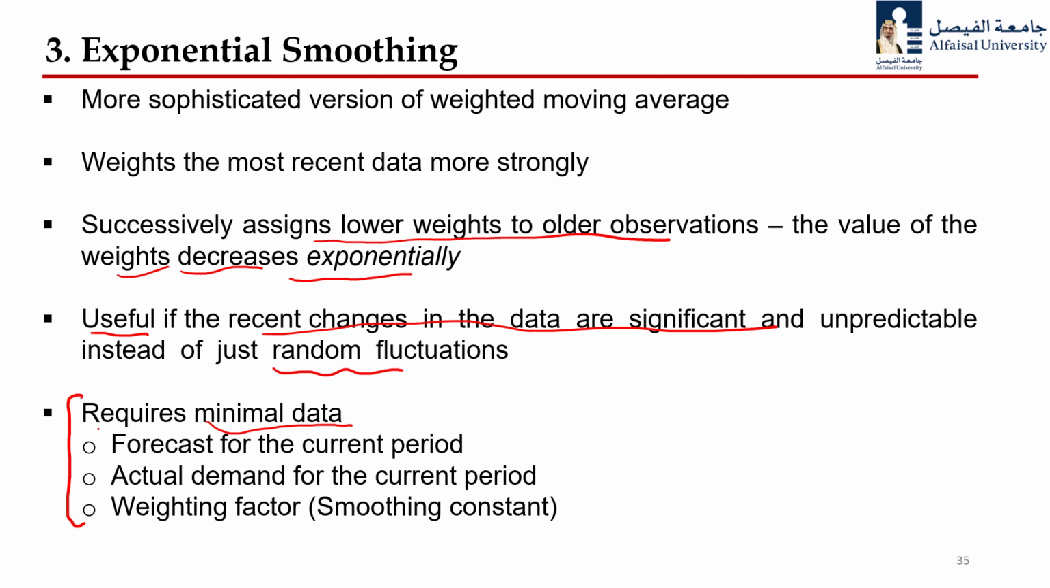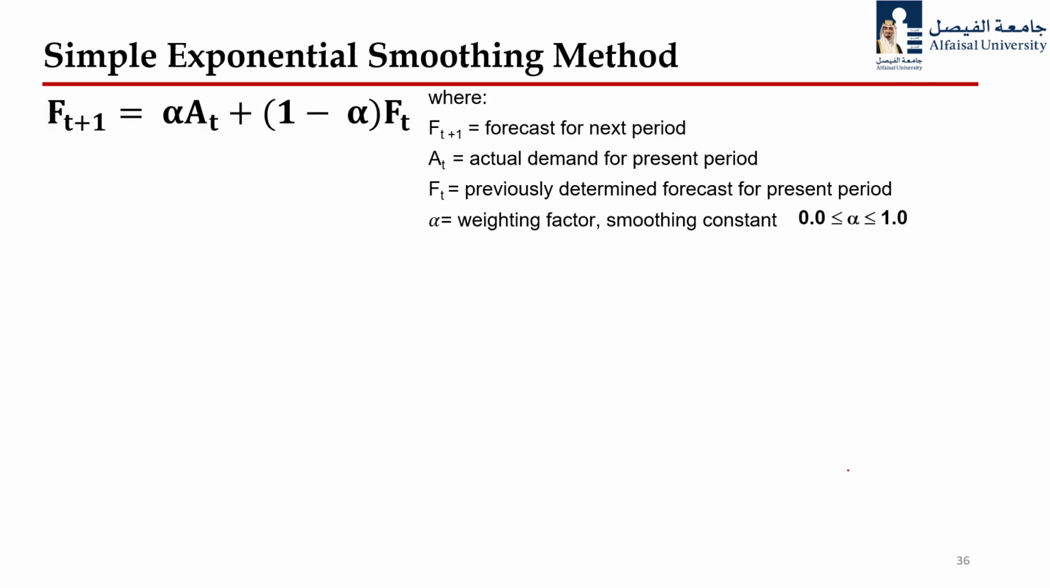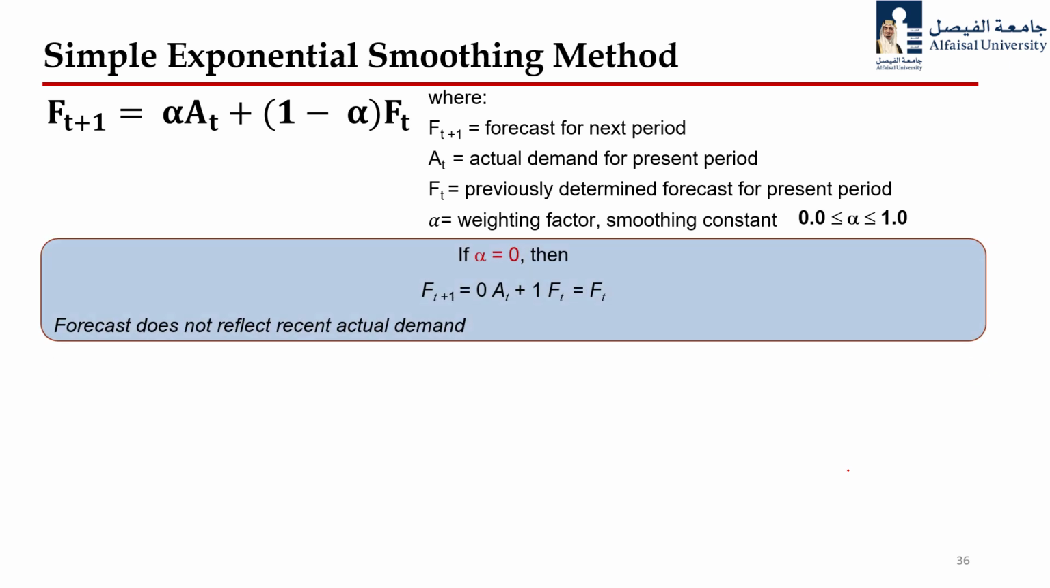So in order to predict the next time period, we need the current period forecast value, the current period actual demand, as well as the smoothing constant, or you can say the weighting factor, which is alpha. And as we have seen from the formula, alpha should be between 0 and 1. Now, let's see what we get when we consider the value of alpha.